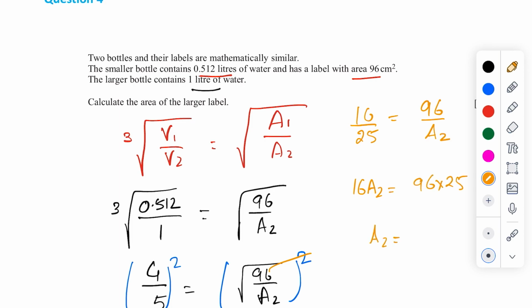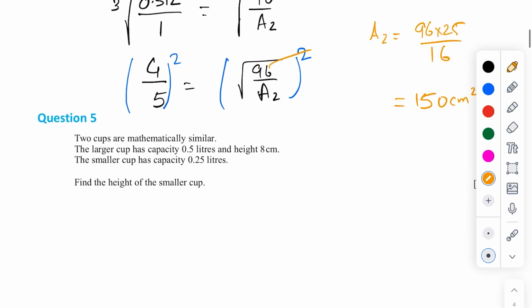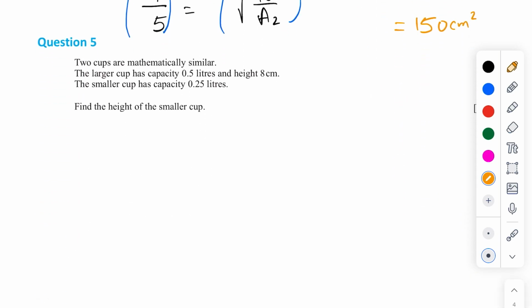So A2 equals 96 times 25 divided by 16. So it should be giving me the answer 150. And the units are centimeters square. Question number 5. Two cups are mathematically similar. Their capacity and heights are given.